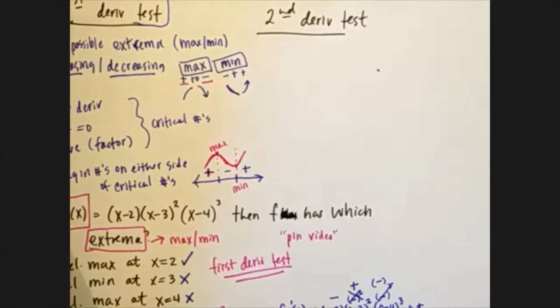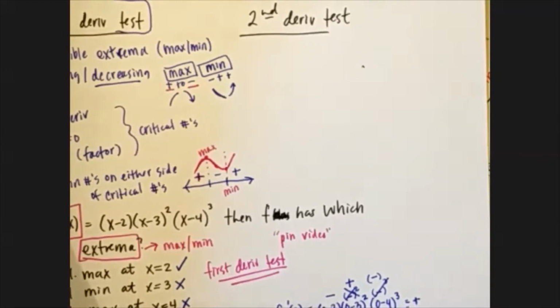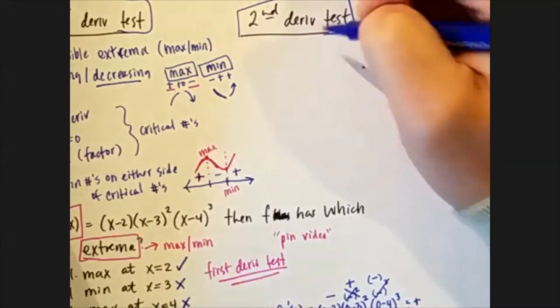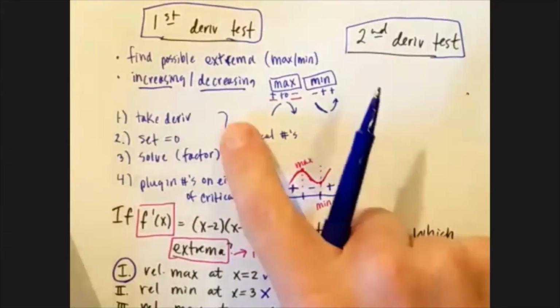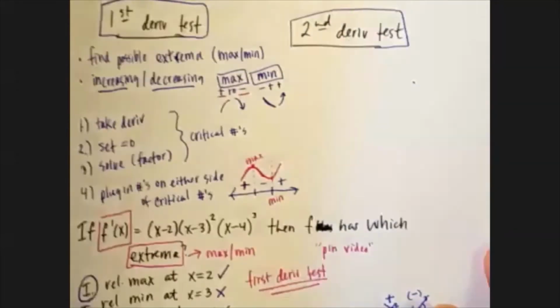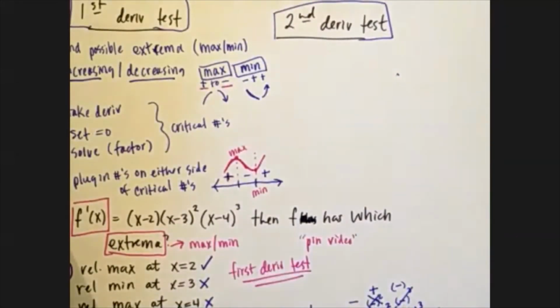So let's just go to the chat. In the chat, tell me one key word for the second derivative test. What is the key word that I'm going to be annotating for the second derivative test? So the first derivative test was extrema, increasing, decreasing. What about the second derivative test? There's a couple different keywords that I could be looking for. Go to the chat, put them in there.